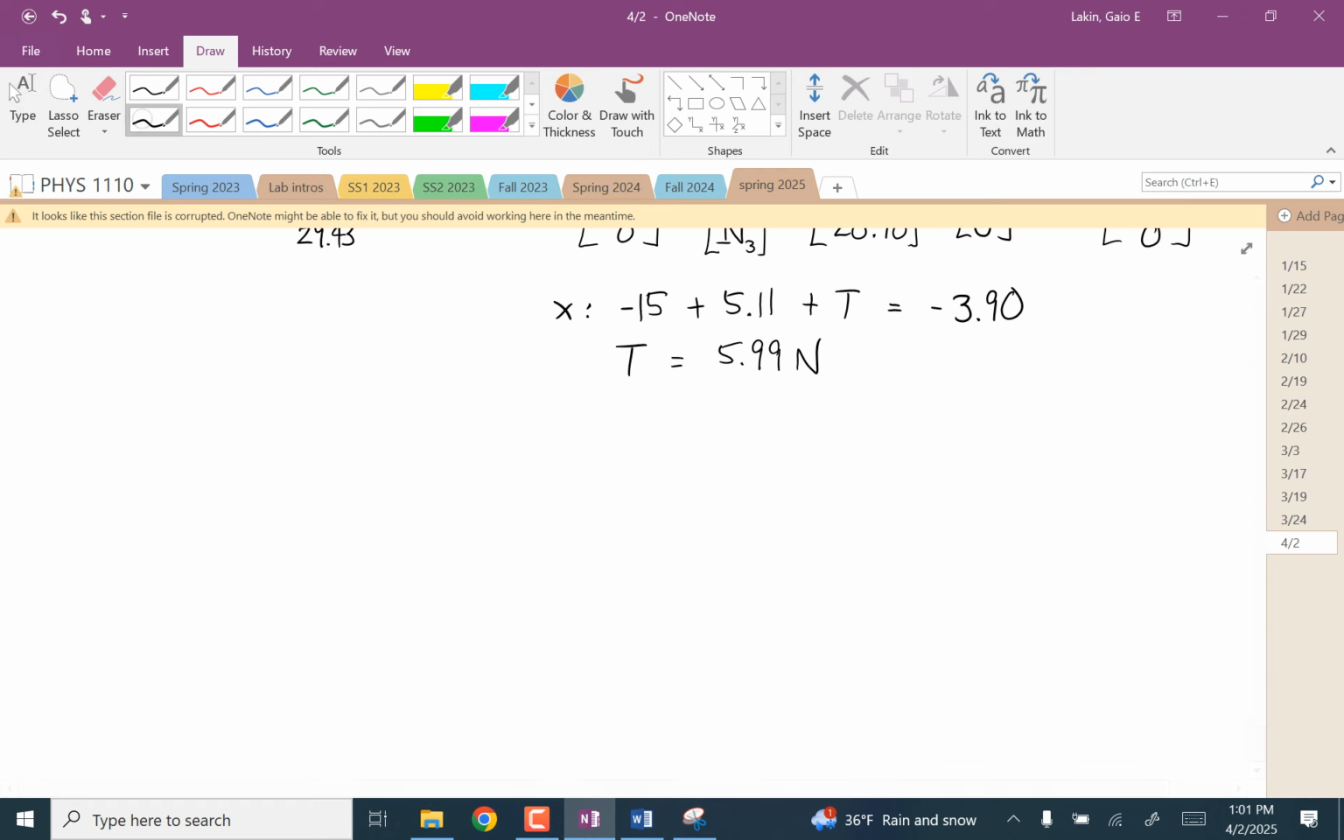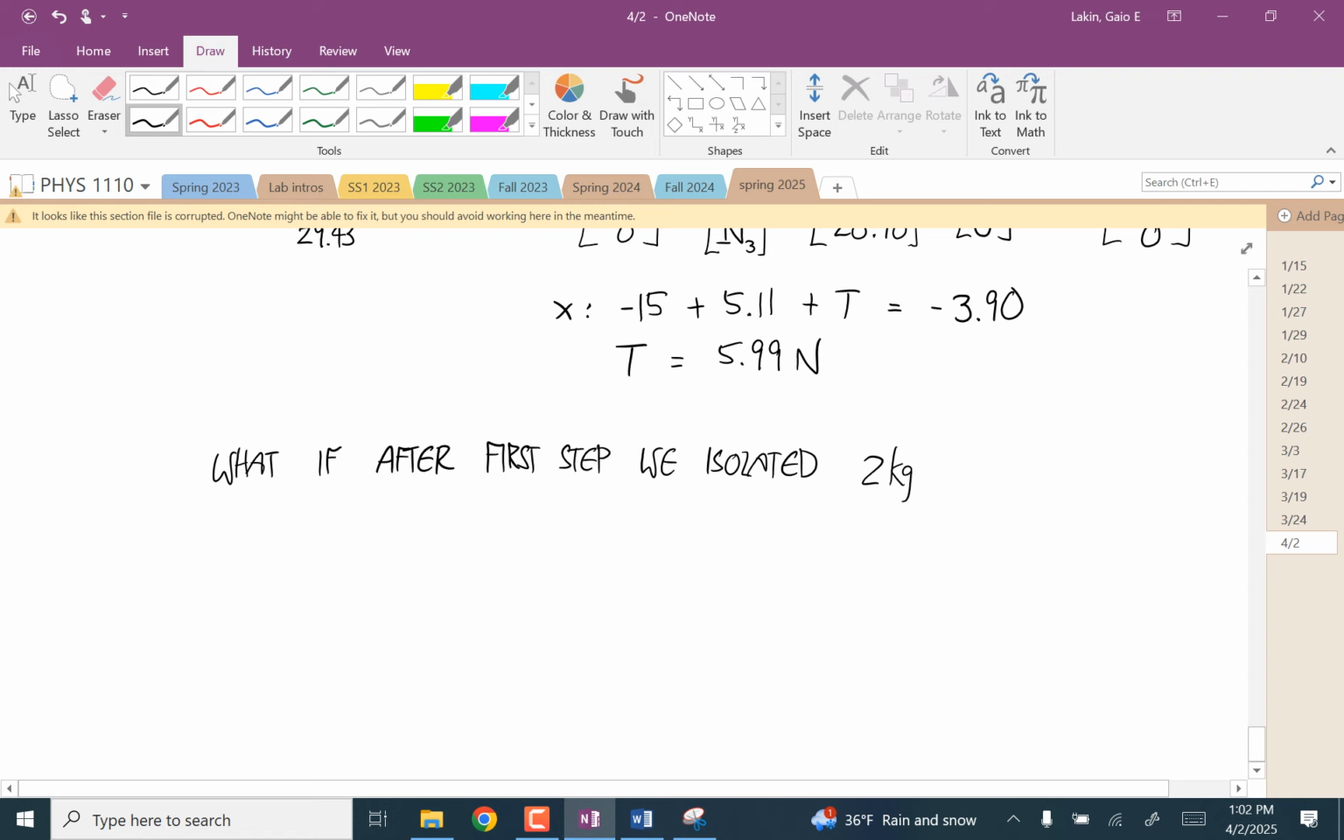Okay, so now what if after the first step we had isolated the 2 kilogram cart instead? We know that these cables always have to have the same tension everywhere along them, so we need to get the same answer. Let's make sure that we do.